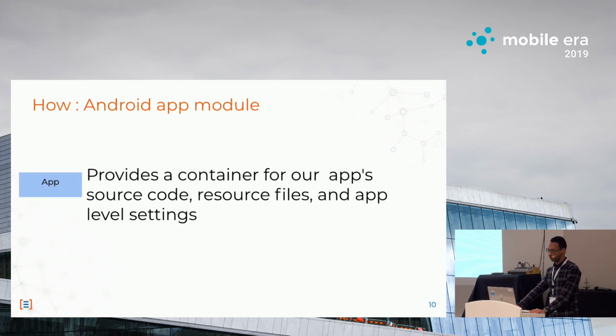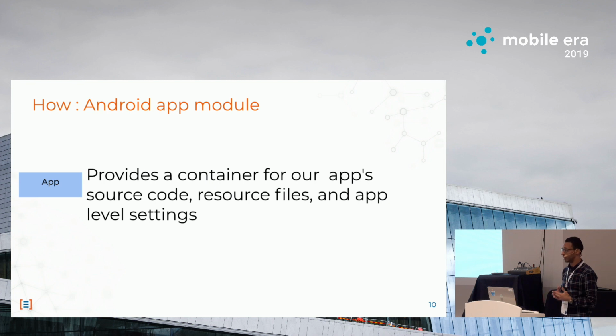So let's go through how to implement modular architectures. At first we need our app, which provides a container for our app source code, resource files, and app level settings. This app will handle all the modules, but with the modular architecture, each module can have an application that uses this module and tests only this module. So each team can create an app for its own module.